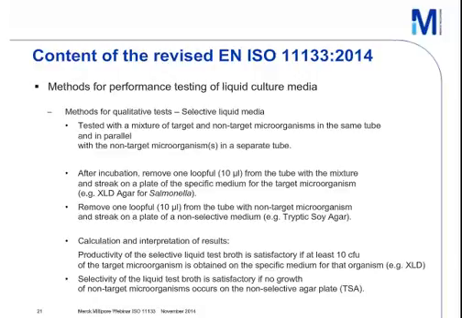Productivity of the selective liquid test broth is satisfactory if at least 10 colony-forming units of the target microorganisms are obtained on the specific medium, in our example, the XLD agar. The selectivity of the liquid test broth is satisfactory if no growth of non-target microorganism occurs on the non-selective plate, in our example, the tryptone soy agar.